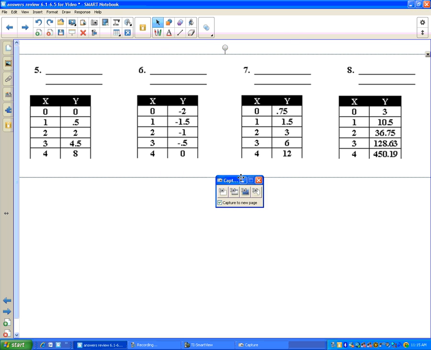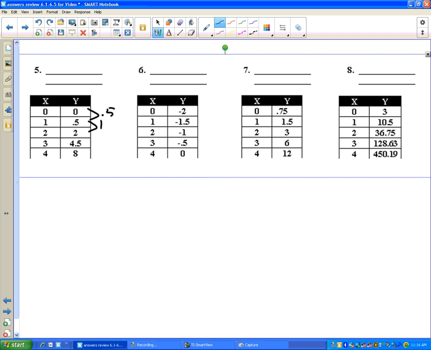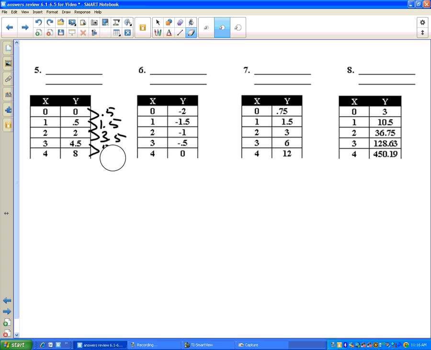Okay, same thing. Try my differences, 0.5, 1.5. Here it's going to be 3.5. Here it's going to be, what is that, 5.5? Nope. Sorry. Okay, let me double check. Maybe I just made a mistake.